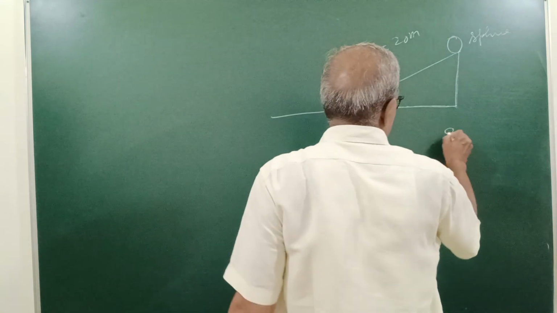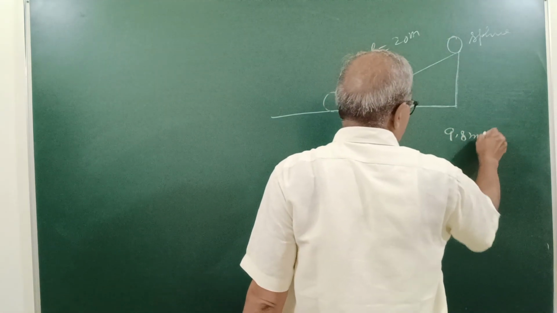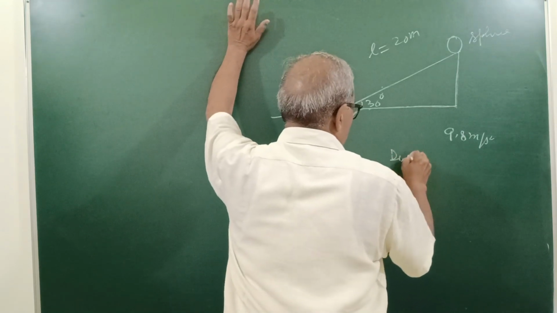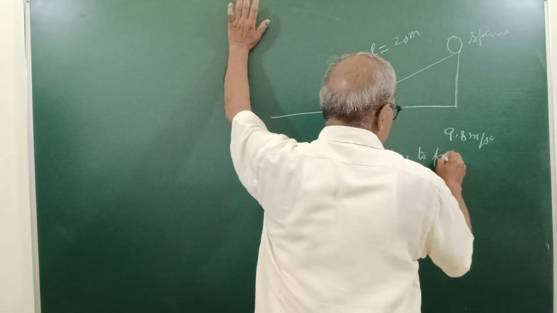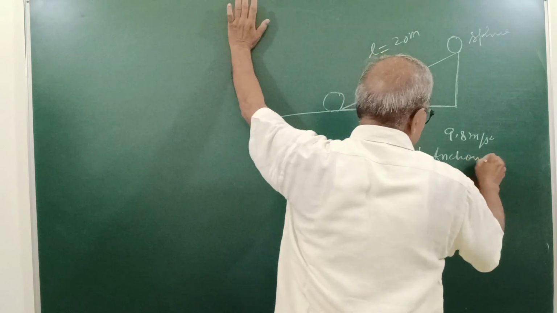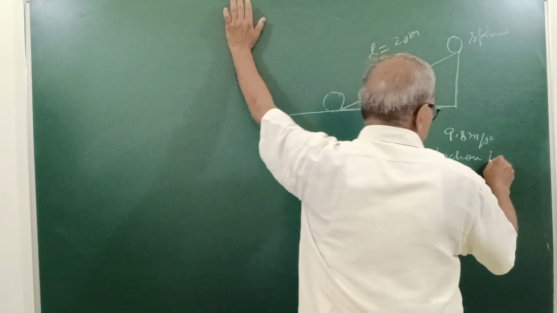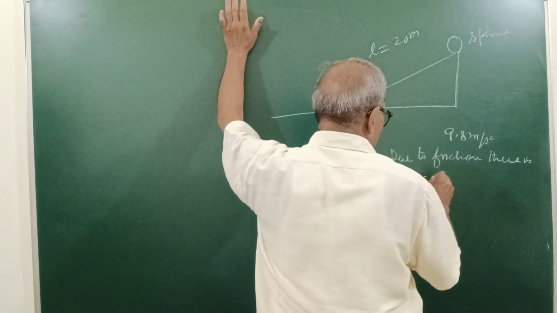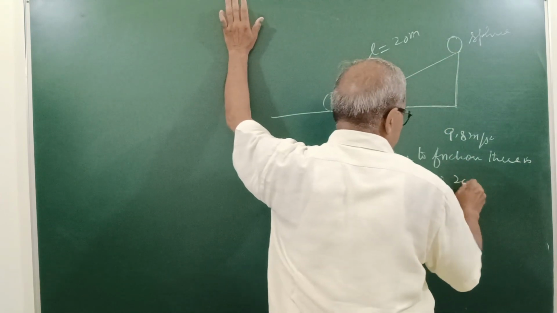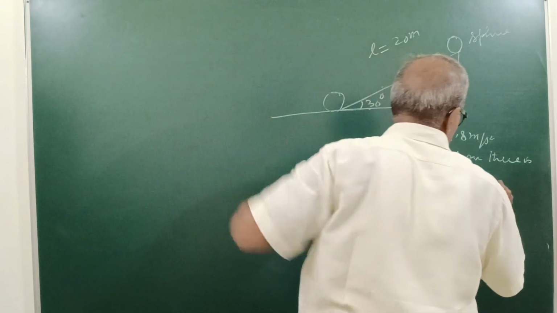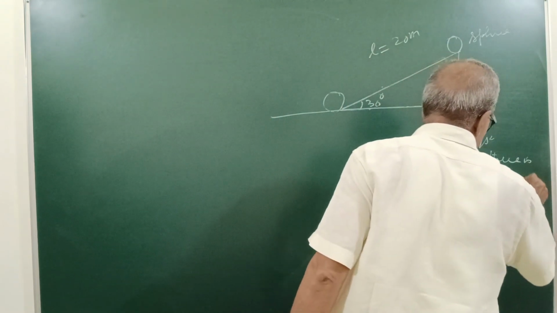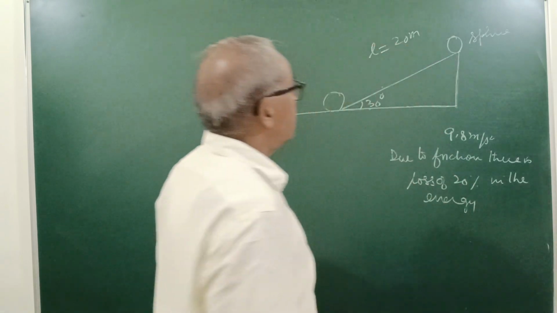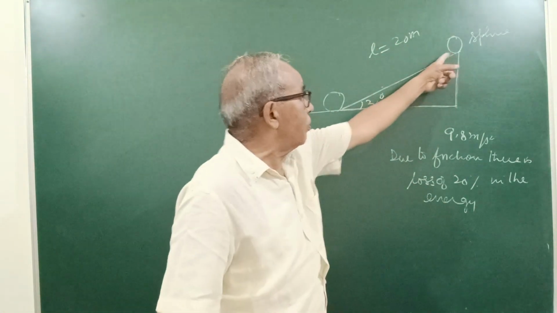G is 9.8 meter per second square, and due to friction there is a loss of 20% in the energy. Energy of the sphere is lost due to friction on the surface.